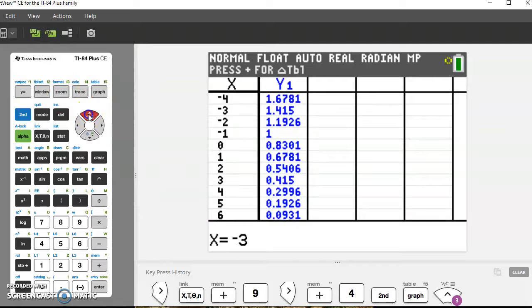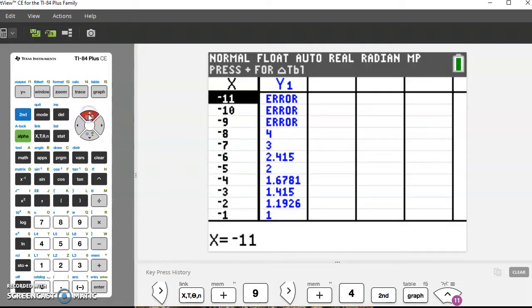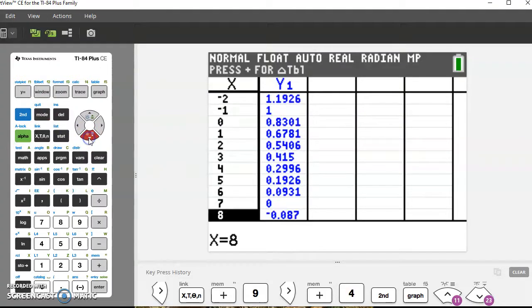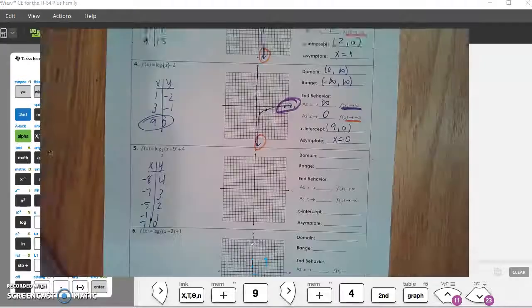I'm going to scroll up a little bit because you can go between -10 and +10 to get your table of values. The reason you can do that is because those are the only values that you have on your graph. So I'll use the points (-8, 4), (-7, 3), (-5, 2), (-1, 1). Let's see, we have lots of numbers to choose from, which is really nice on this one. And then I'm also going to include (7, 0).